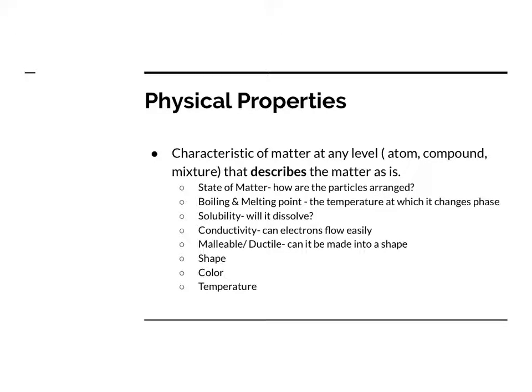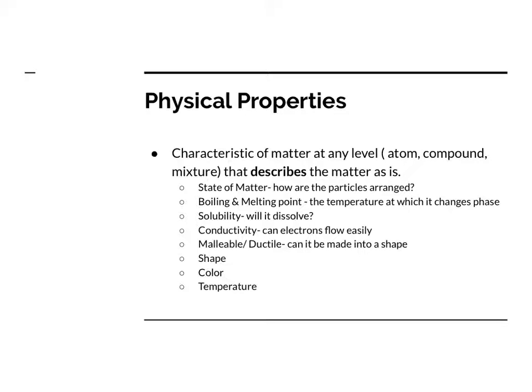All right, so let's get started with physical properties. Physical properties are characteristics of matter at any level that describe the matter as is. A physical property can be applied to matter at the atomic level, a compound level, or even a mixture. So it doesn't matter how much because it's inherent to the actual matter itself. So some things that we can classify as physical properties are listed below. The ones that we should practice are the first 5.